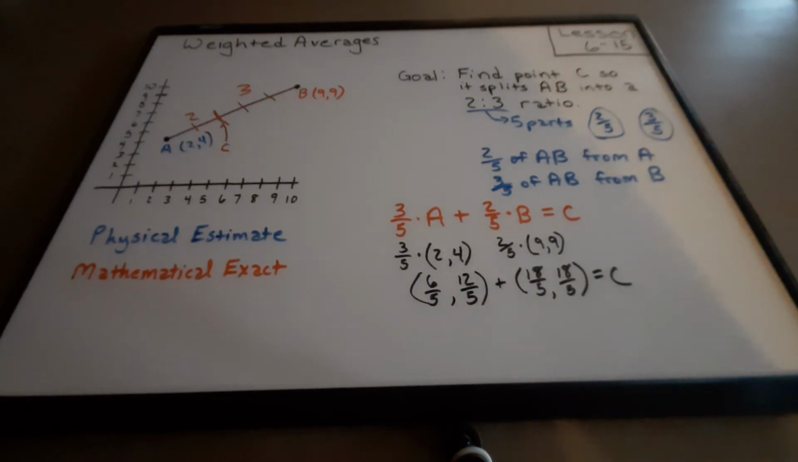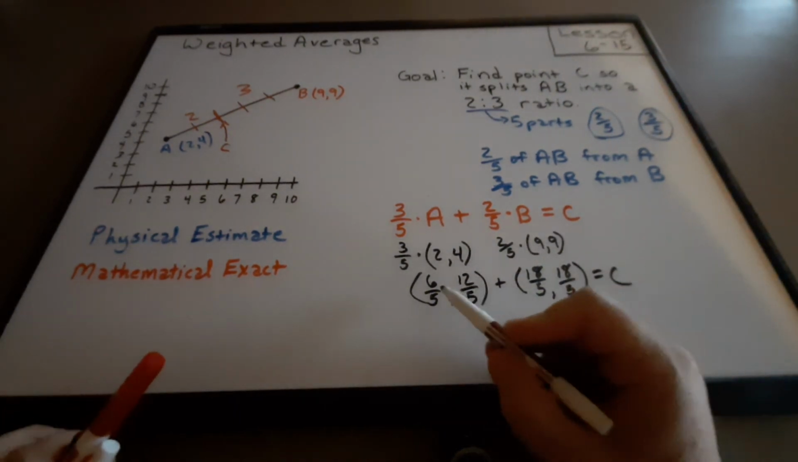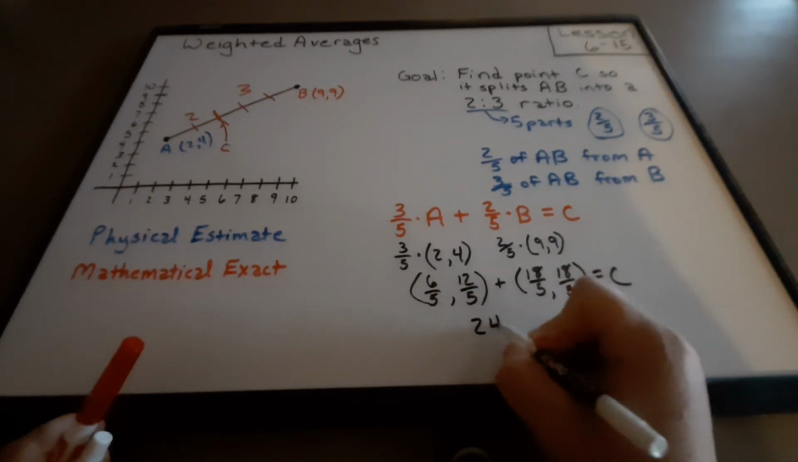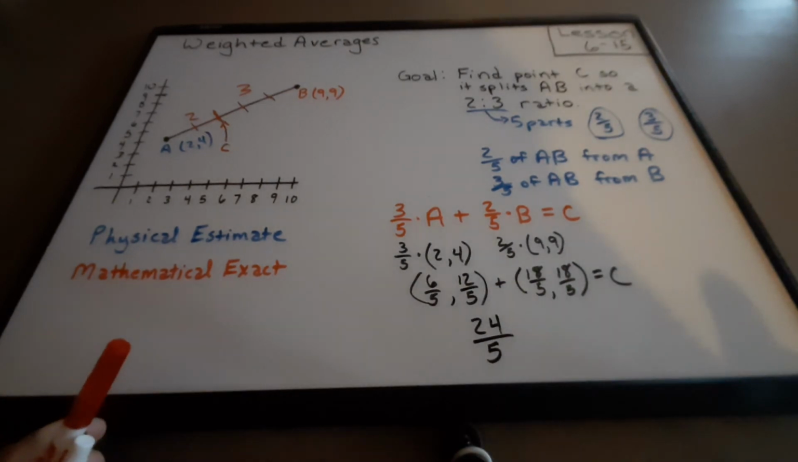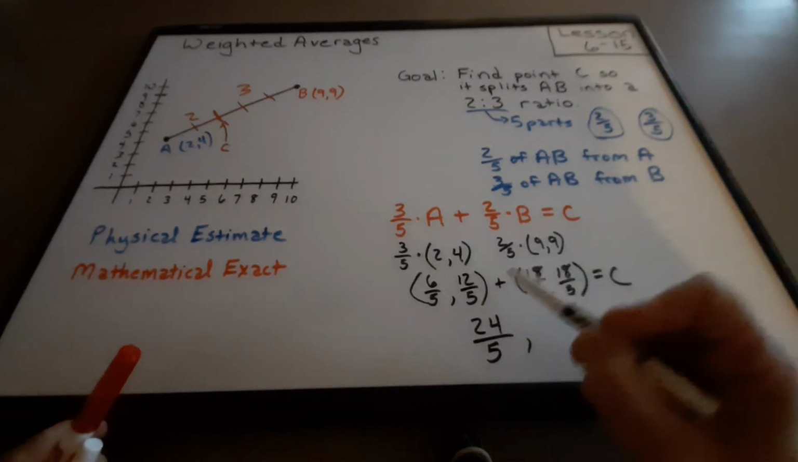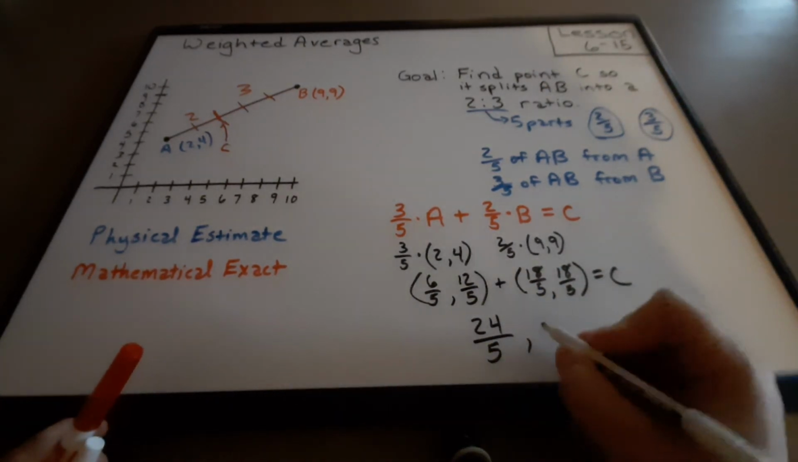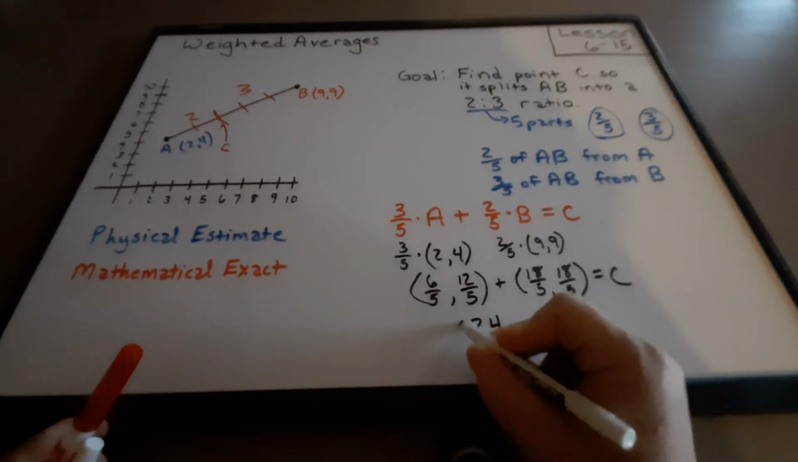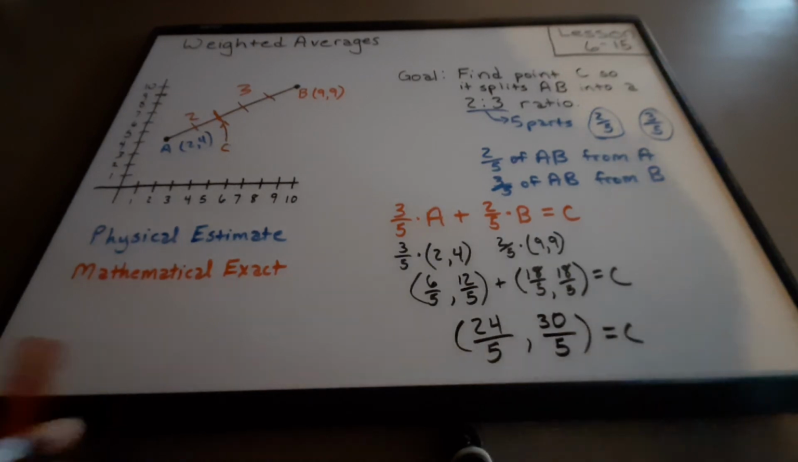Okay, at this point, we just have to add our x's and our y's together. So we have 6 plus 18 gives us 24/5 for our x value. And 12 and 18 give us 30/5 for our y value. And that is our point C.